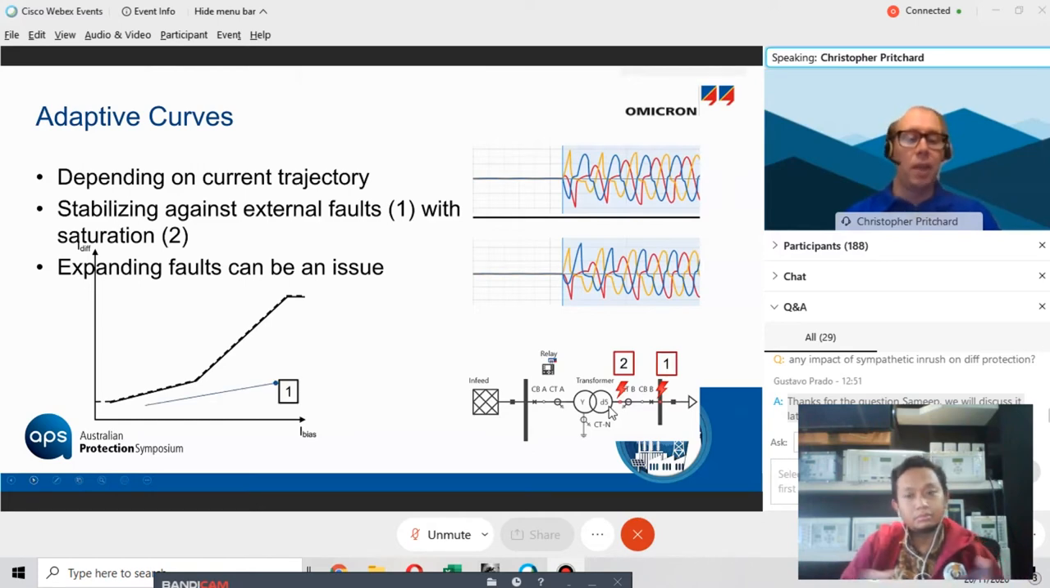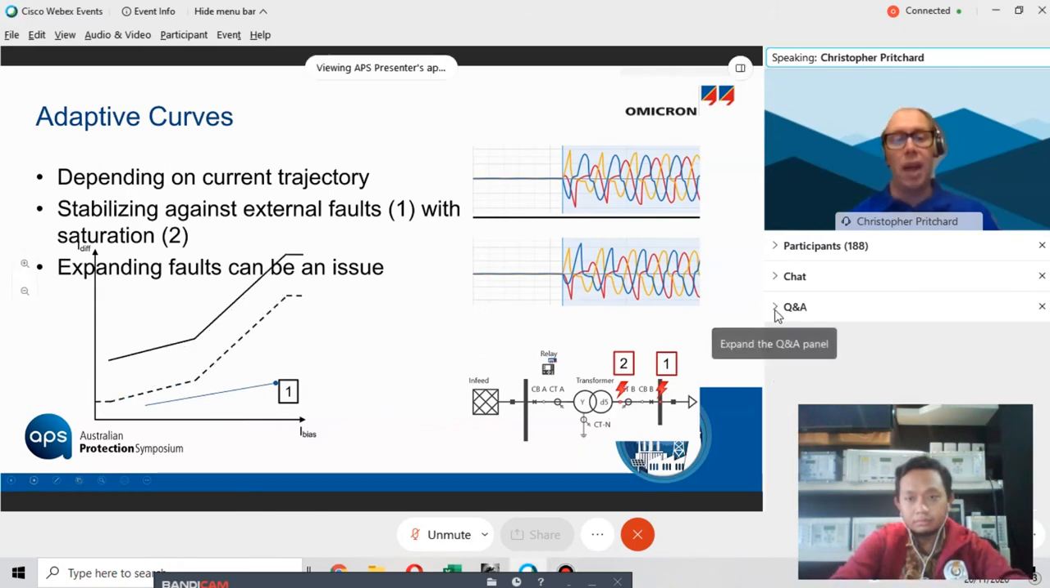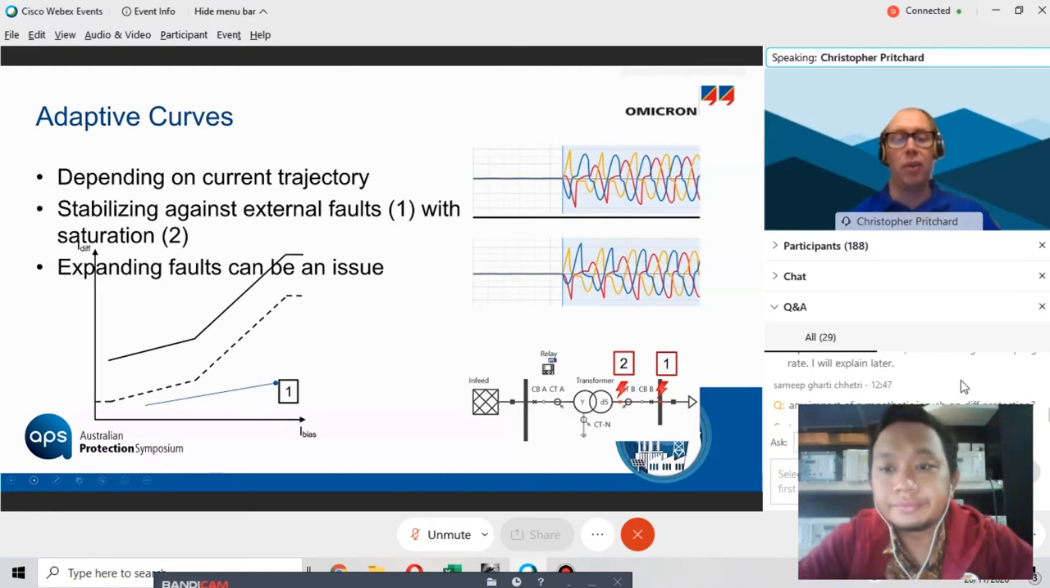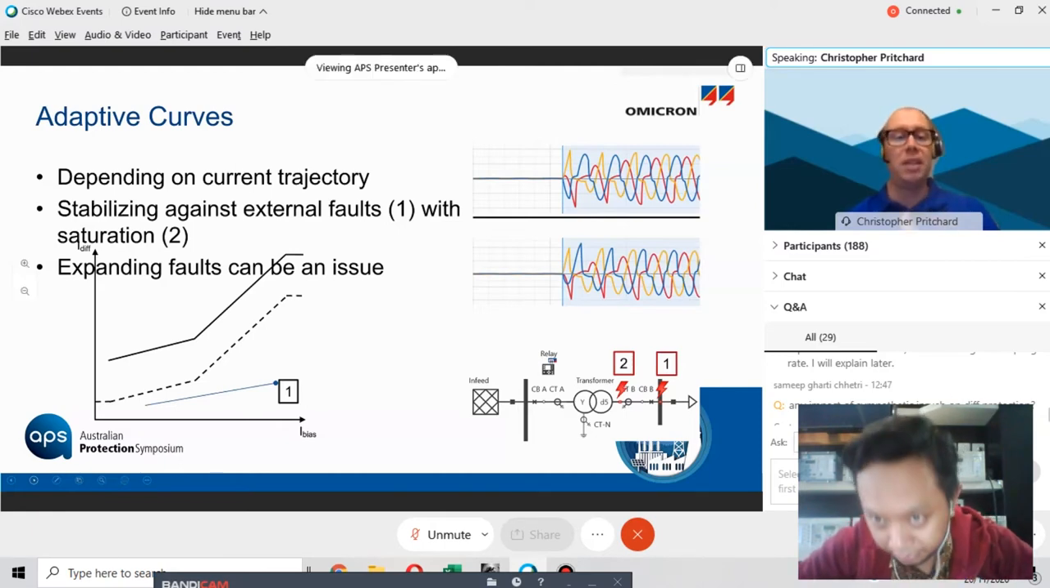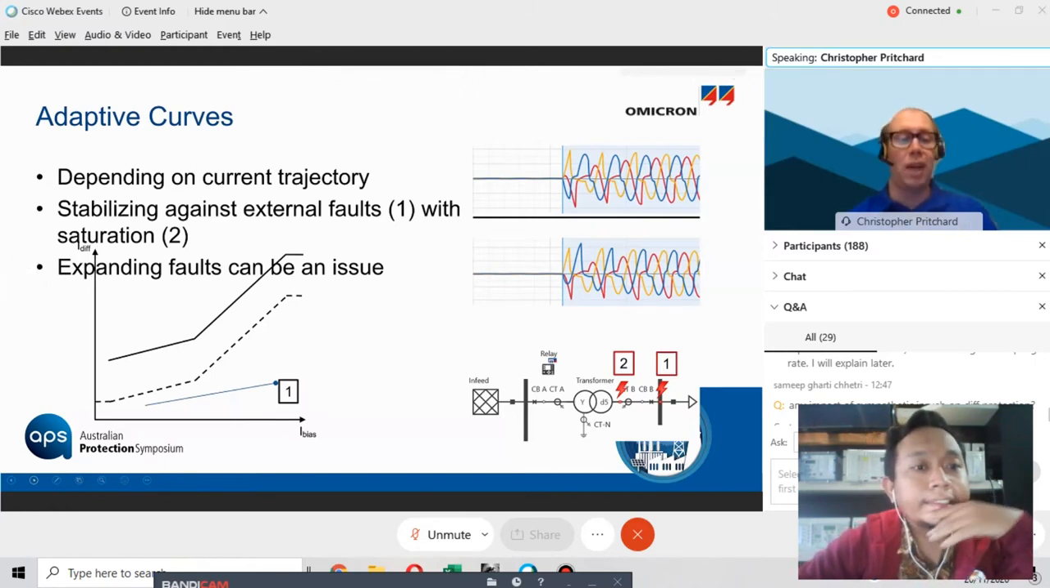And with that, the relay now detects an external fault, and it's restraining the characteristic or switching to a second slope to better accommodate a case when CT saturation suddenly takes place, because due to CT saturation, it looks to the differential relay like a differential current, and usually the trajectory is moving into the tripping zone.